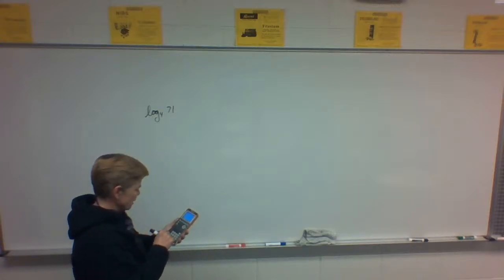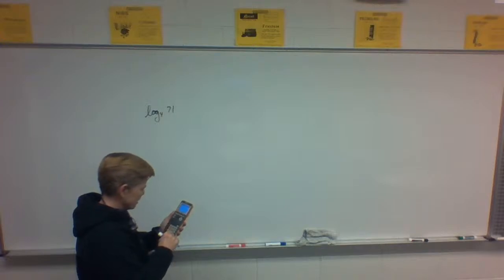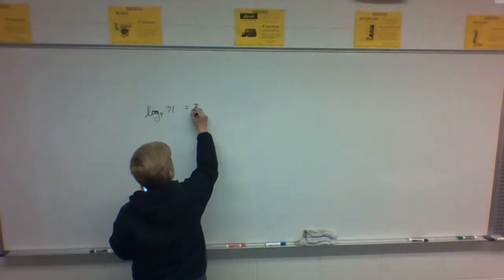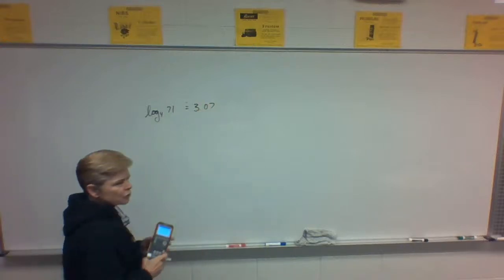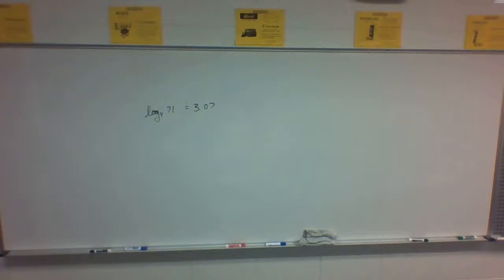So you would go, I'm going to use natural log. You can use common log. I'm going to go natural log 71, close the parenthesis, don't forget that, divided by the natural log of 4. Close that. And I get 3.07 to the nearest hundredth. Is that what you're getting? Okay. So that's an easy one. It's not worth much. Nobody misses it. You'll be good.